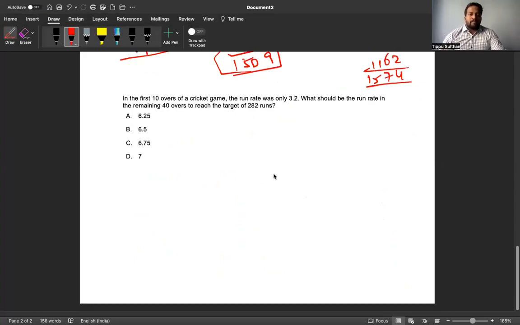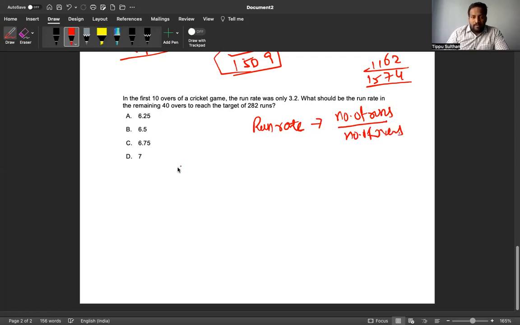Let's check out. In the first 10 overs of a cricket game, the run rate was only 3.2. What should be the run rate in the remaining 40 overs to reach a target of 282 runs? So my first point for you is to understand the term run rate. Those who play cricket are aware of it. But for those who do not play cricket, especially girls, the formula for run rate is the number of runs scored or to be scored divided by the number of overs.